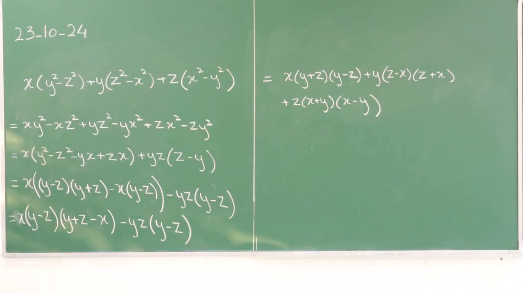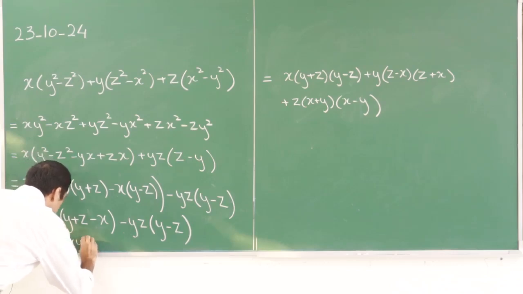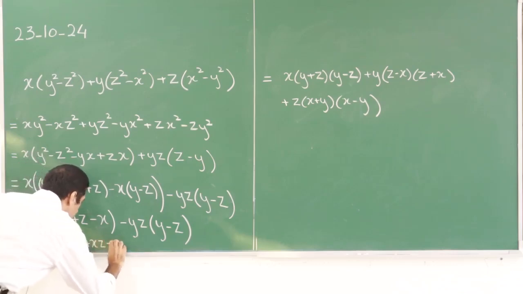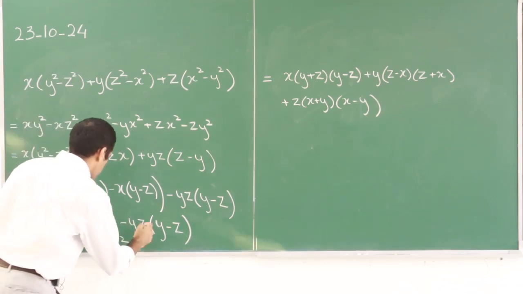So अभी मैं आपका आइडिया लेके चलता हूँ, I will take your idea, so then y minus z will become common and you will have, so the last step will be, let me write it out, y minus z and then you will have xy plus xz minus x squared minus yz.